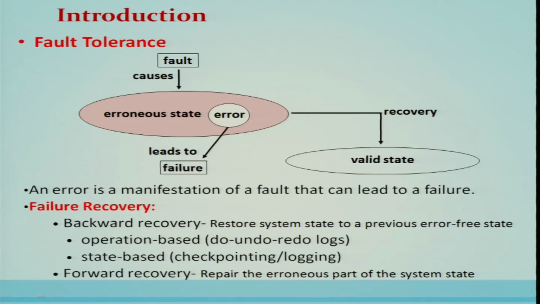Another way of failure recovery is backward recovery. In backward recovery, you have to restore the system state to a previous error-free state, and it is done using an operation-based method, and another is called the state-based method, which is also called checkpointing/logging methods. So in our discussion, we are looking at the backward recovery procedures for failure recovery.